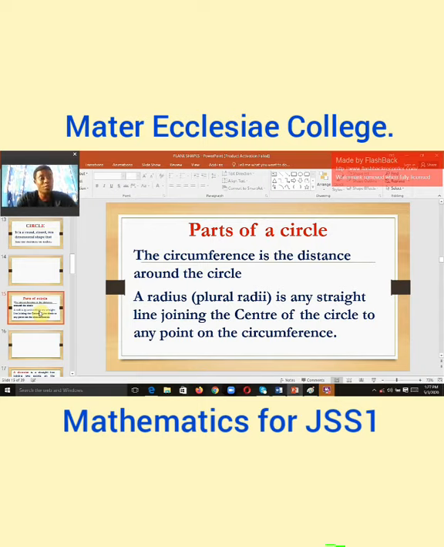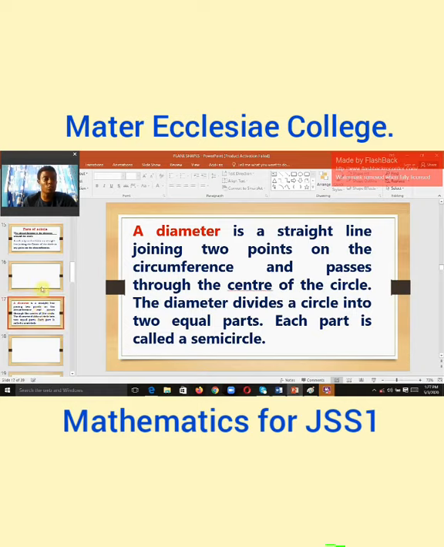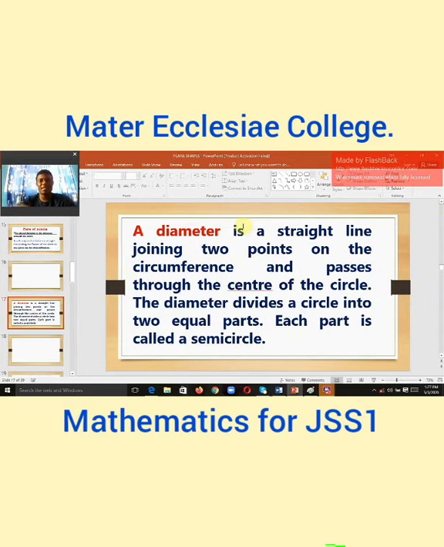And of course, radius is diameter over 2. So half of a diameter is also referred to as the radius. When there is more than 1, when it's 2, 3, it's no longer radius but radii. Radius singular, radii plural. So now let's move to the next part, a diameter.